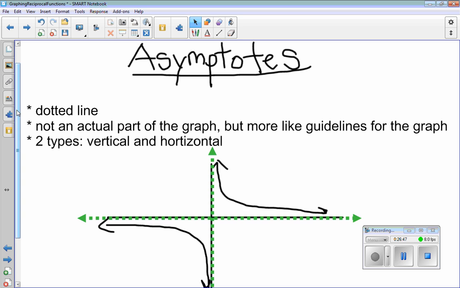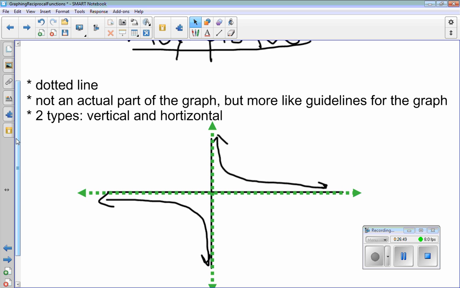But for now, we know that in our basic reciprocal function, which is this function right here, or I can have a 2 up there, 3 up there, 4 up there, a 20 up there, those are our guidelines. Basically, the x-axis and the y-axis act as asymptotes.